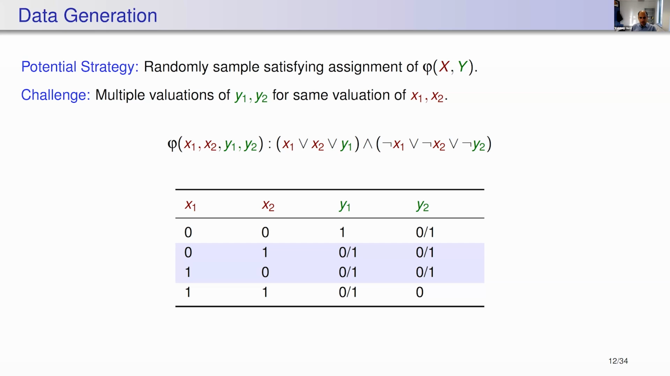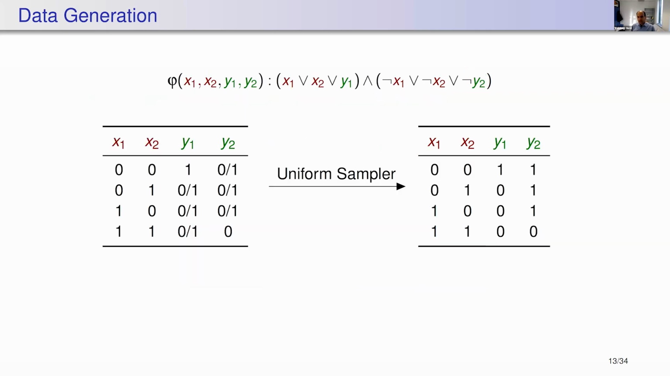So if we were to rely on a uniform sampler, then anytime it has choices between 0 and 1, it's going to pick 0 or 1 with equal probability. So we might end up with a truth table like this. Of course, this is a small formula, so we can afford to generate all 4 possible assignments over X. We are going to deal with cases where the number of X is of the order of 10,000, so of course, we cannot generate 2 to the 10,000 rows. But let's just focus on this case for now.